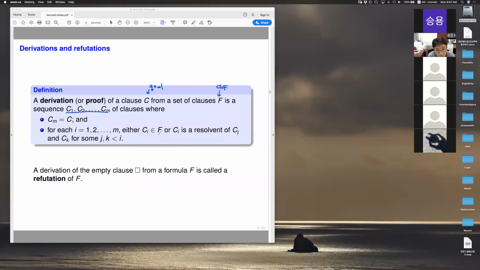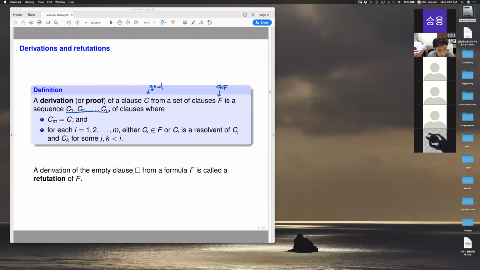I mean, using assumption is nothing. It doesn't say anything about the proof system. But this second part is really talking about what kind of rules we can use in this formal proof system. And then in the resolution case, it says that the proof rule we can use is just applying the resolution. C_i should be a resolvent of C_j and C_k.